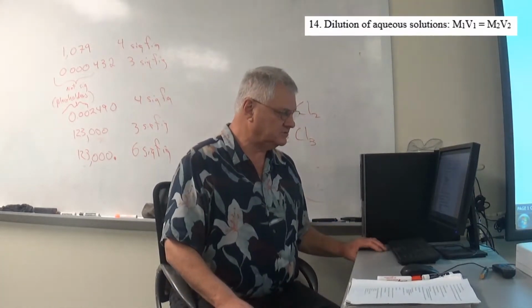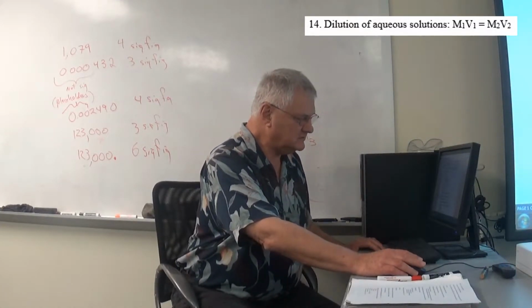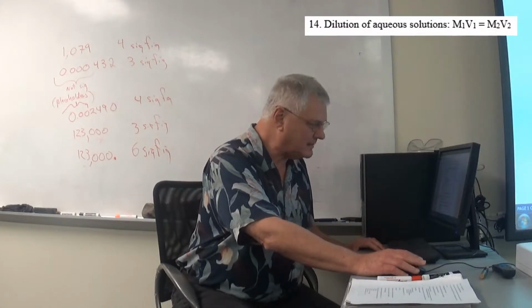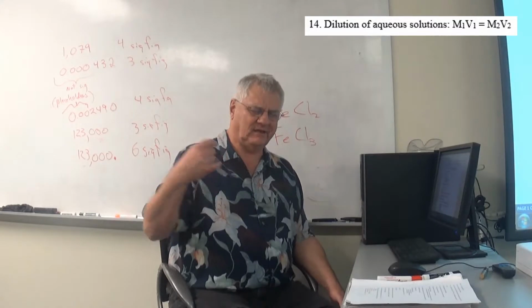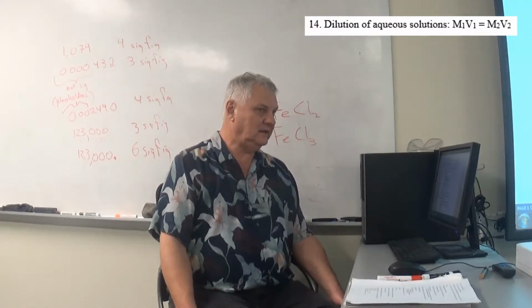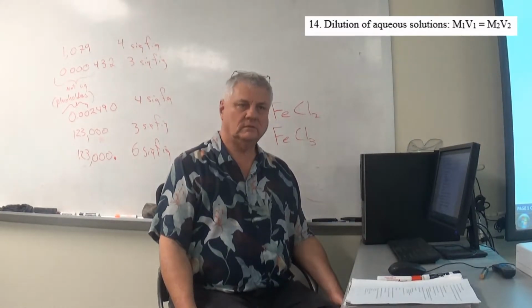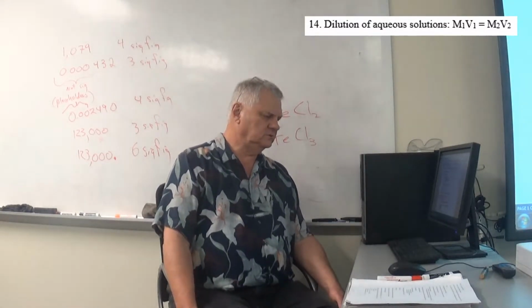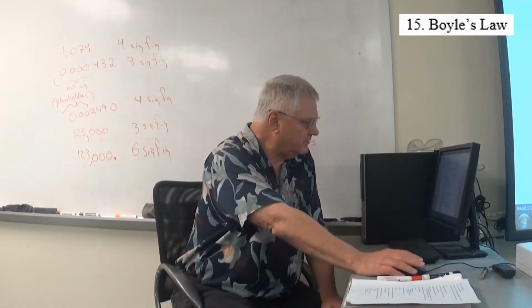Dilution of aqueous solutions, M1V1 is equal to M2V2. You have to pick one side as the concentrated side, one side is the dilute side. And from a practical standpoint, usually we want to know what volume of a concentrated solution that we already have do we need to make a dilute solution. Okay? So you'll know three of these parameters and you solve for the fourth.